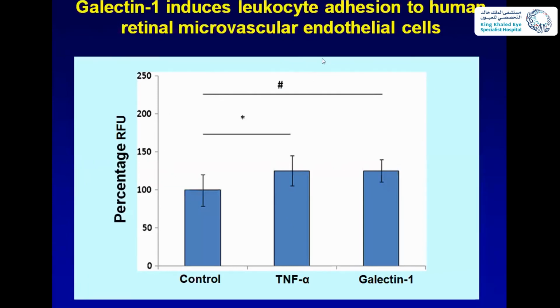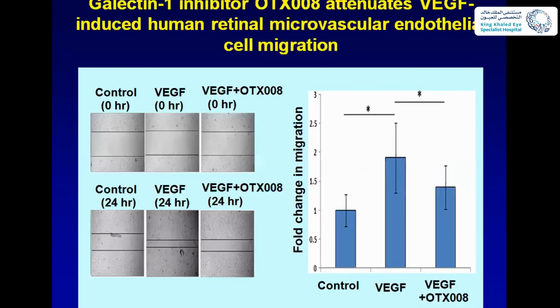So it means that galectin-1 is also playing a major role in adhesion molecule. And after that, you will see the migration. When there is adhesion, if anything sticks with the endothelial cell, of course, the process of extravasation will migrate. So here we can see that we use the VEGF. Okay, we know that VEGF is actually responsible for the migration. Here in 0 hour, different time points. You can see at 0 hour, there's no change, but at 24 hours, you can see the distance is decreased, the migration is increased.